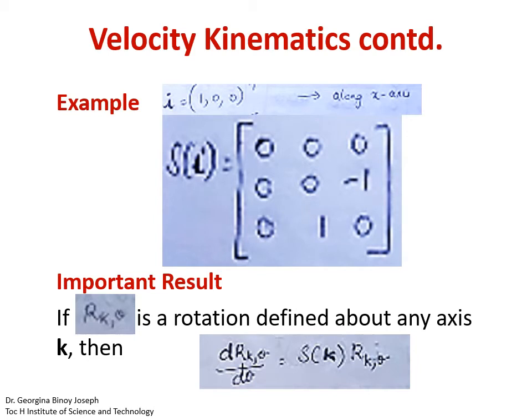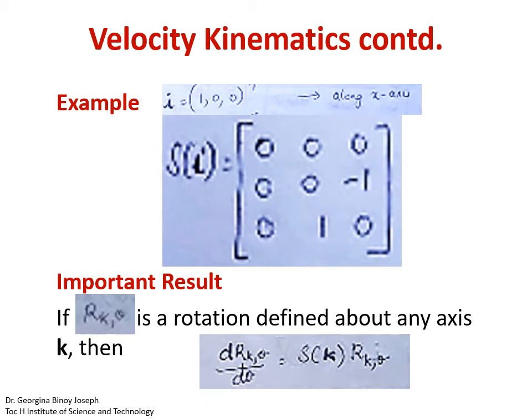An important result, what is important about the skew symmetric matrices, is that if we have a rotation matrix R of k, theta, that is the rotation defined about an axis k, then the derivative of R k theta with respect to theta is equal to S of k into R k theta.